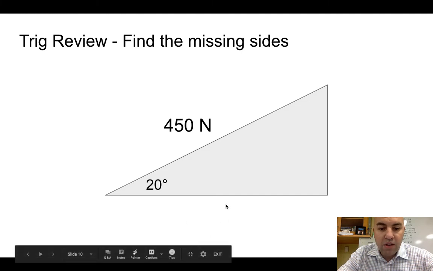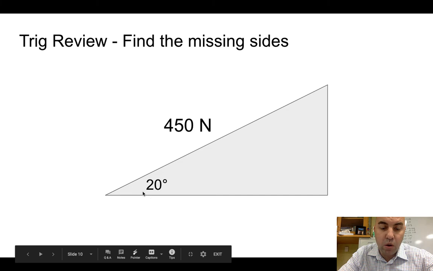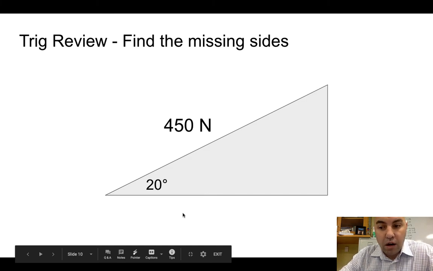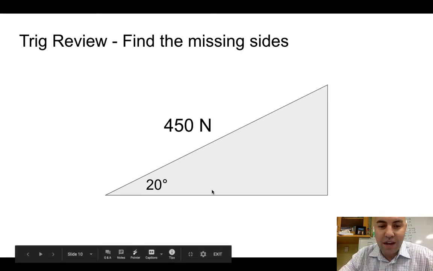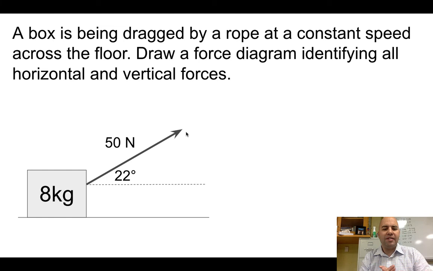Now down here, this is the adjacent side, so SOHCAHTOA. It's the CAH part, which is cosine of theta equals adjacent divided by hypotenuse. So I know that the cosine of 20 degrees is equal to the adjacent, which is this side, divided by the hypotenuse, which is 450 newtons. So cosine of 20 degrees equals this adjacent side divided by 450, and solve for that. All right, so let's use that.